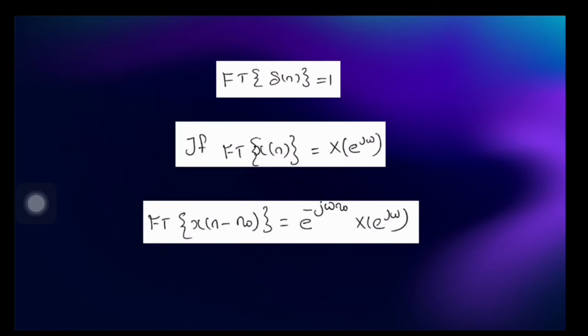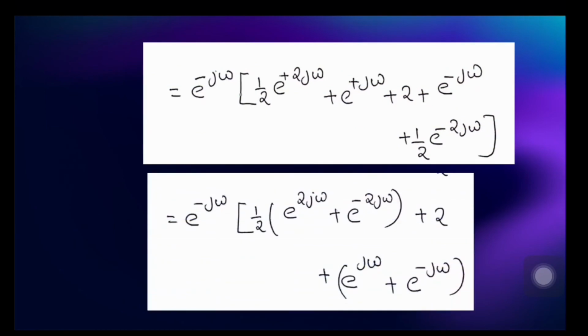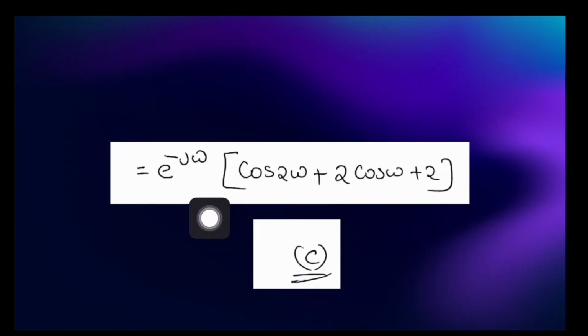Based on this property, we can write the Fourier transform of z(n), Z(e^jω), as 1/2 e^(jω) + 1 + 2e^(-jω) + e^(-j2ω) + 1/2 e^(-j3ω). Then by rearranging this, we get Z(e^jω) as e^(-jω)[cos 2ω + 2cos ω + 2]. Thus, our answer is option C.